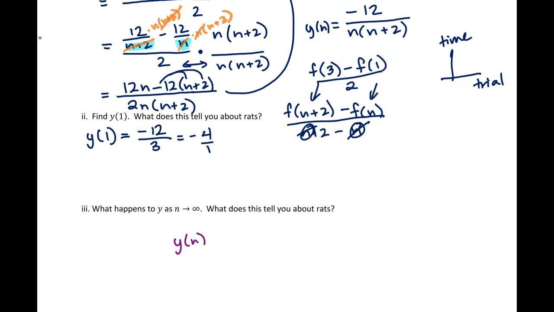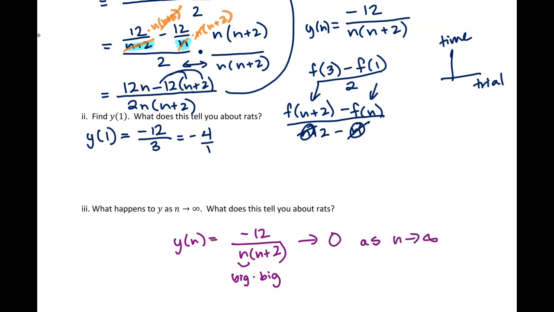So remember, y was -12 over n times n plus 2. So if n gets really, really big, we're dividing by a big number multiplied by a very, very slightly bigger number. So it's roughly the square of whatever we're plugging in. So big number times big number. The denominator is huge. When we take a number like 12 or -12 and divide it by a massive number, this is going to go to 0. Dividing by really, really big numbers gives you really, really small numbers.